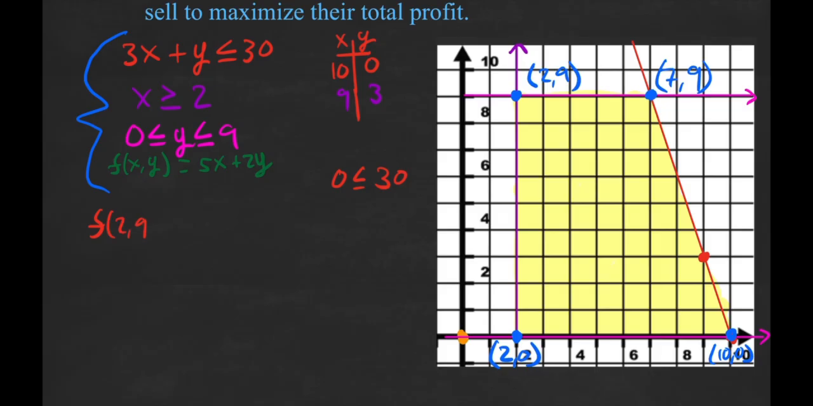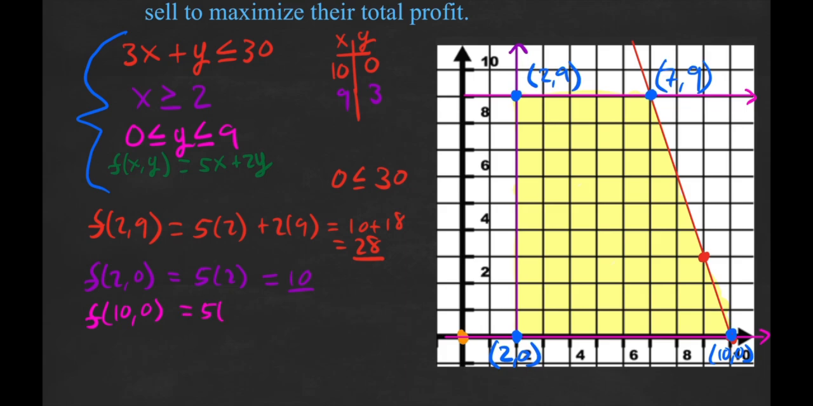Doing this, we will see that f of 2, 9 is going to give us 5 times 2 plus 2 times 9, which is 10 plus 18, which gives us 28. If we do f of 2, 0, this is going to be 5 times 2 plus 2 times 0, which is going to give us 10. That's not maximum. That's smaller than that value. If we want to do f of 10, 0, this is going to end up to be 5 times 10 plus 0, which gives us 50.